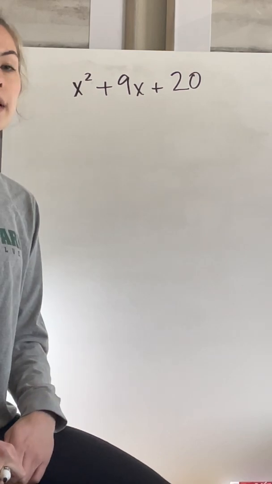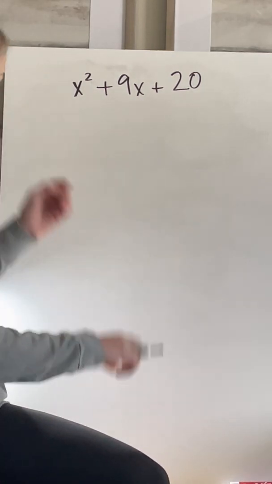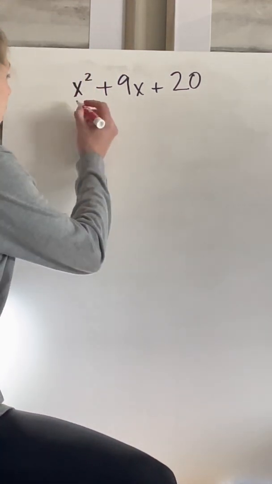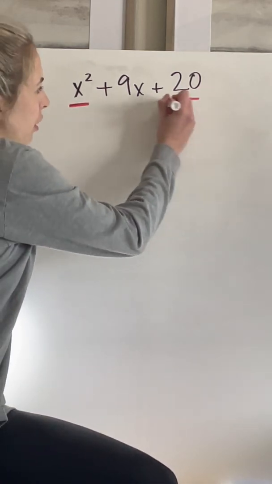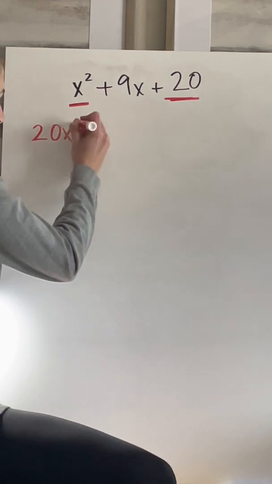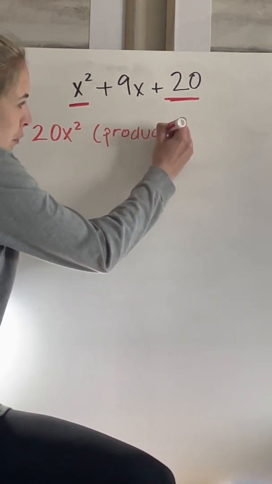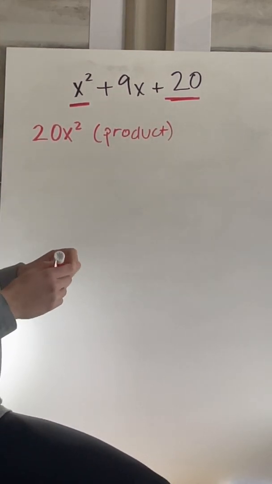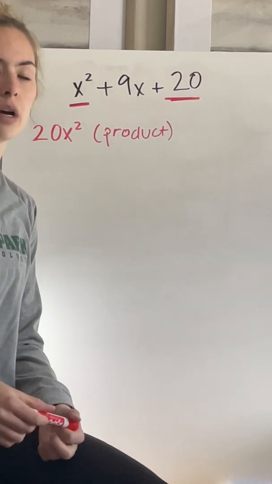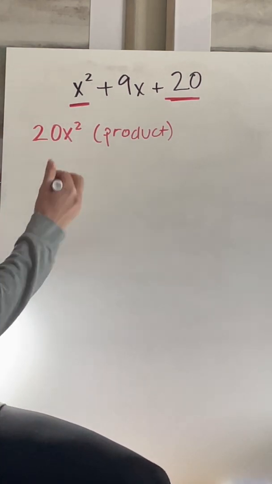So the last few videos we worked on product and sum, right? So now we're going to identify what our product and what our sum is from our expression. So these two terms multiplied together give us 20x squared. This is going to be our product. Okay? So our product, what we did last lesson was list the multiples of it, right? So let's go ahead and list our multiples of 20x squared.